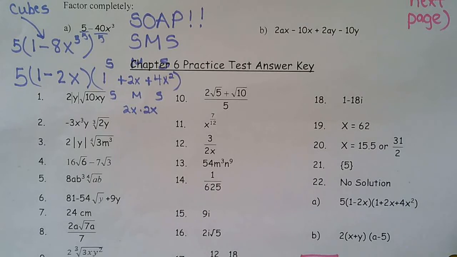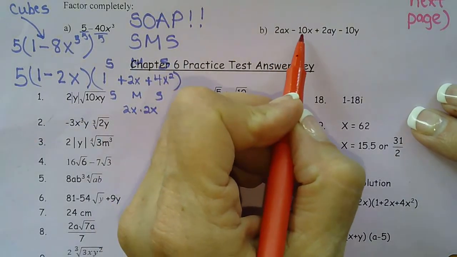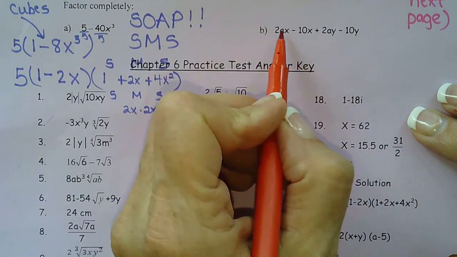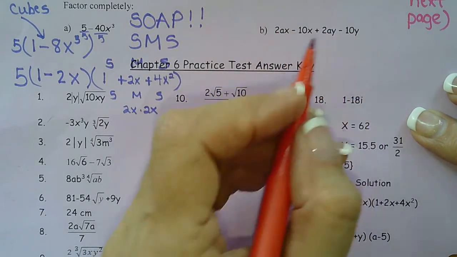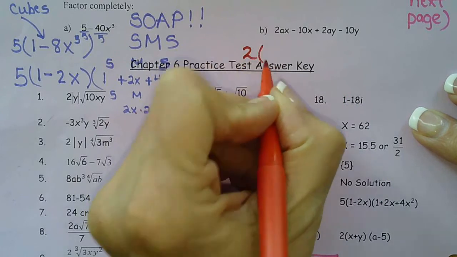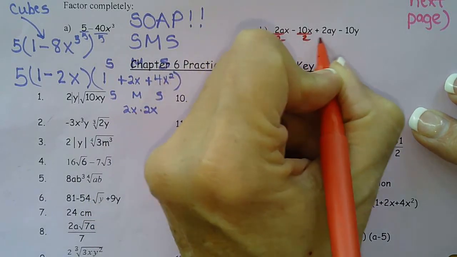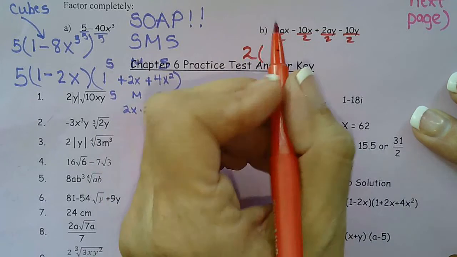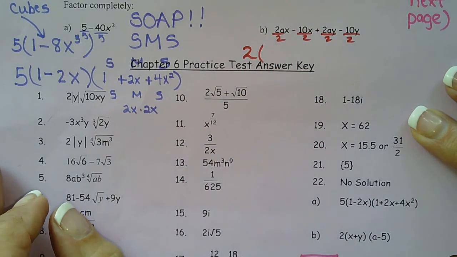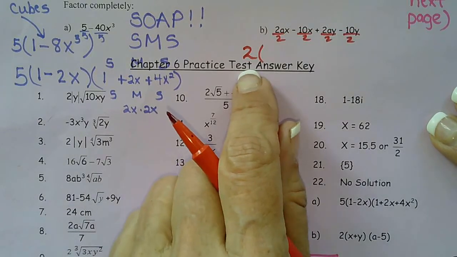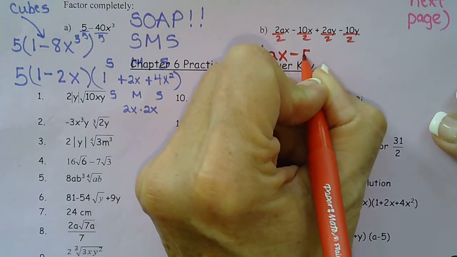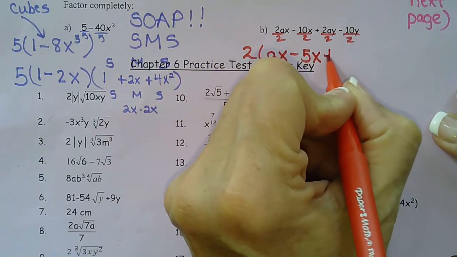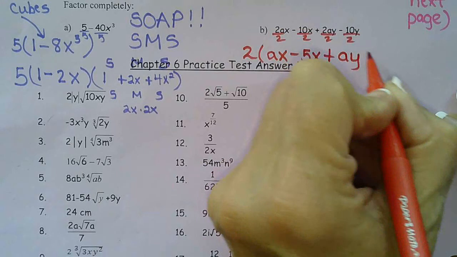So let's look and see. Is A common to every term? No. Is Y common to every term? No. Is X? No. Any number? Yes. 2's common to every single term. So I have to take 2 out of all of them. Then I can do my grouping. And do you think most students do that? Nope. They see 4 terms, they start grouping. They forget GCF is always first. So I get AX minus 5X plus AY minus 5Y.